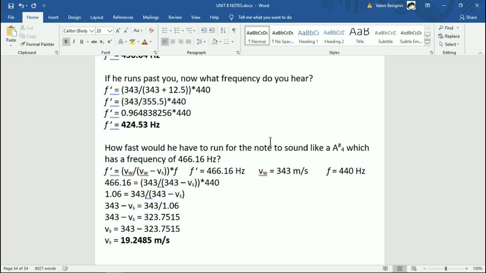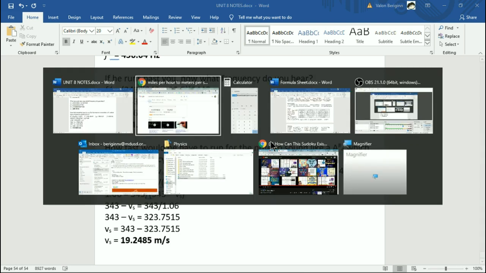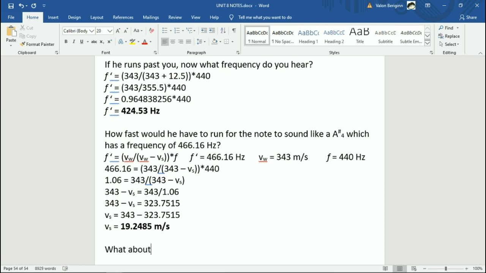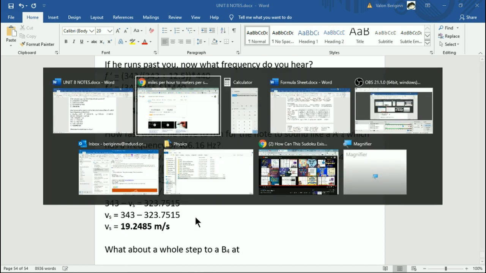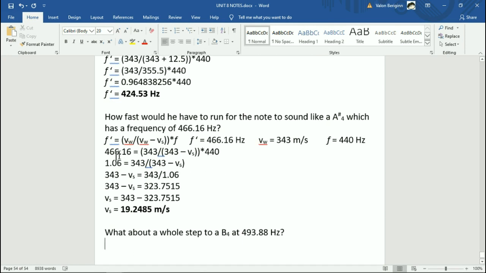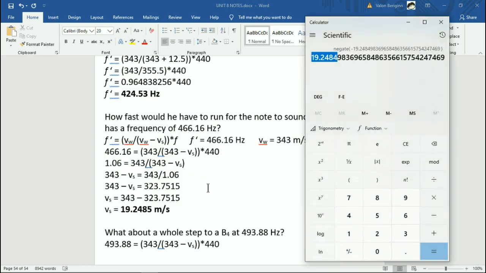If you want to do a whole step, that'd be even more different. You know what, now I'm curious. What is it if it's a whole step? So here, follow-up question. Let's do it. What about a whole step to a B at 493.88? Again, it's exactly the same math. It's just now this becomes 493.88. Oh, annoying. 1.122.